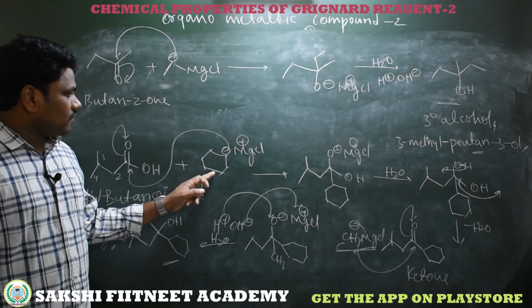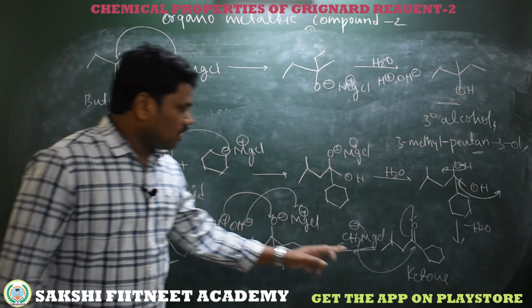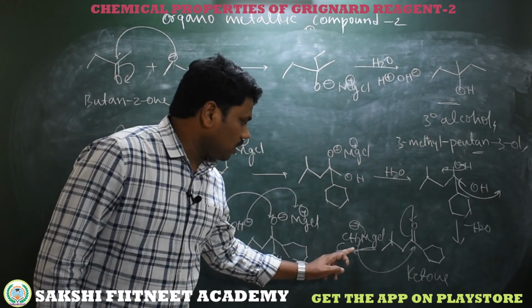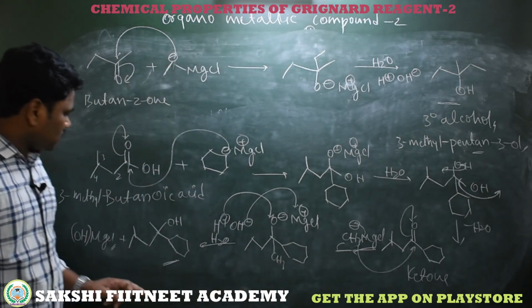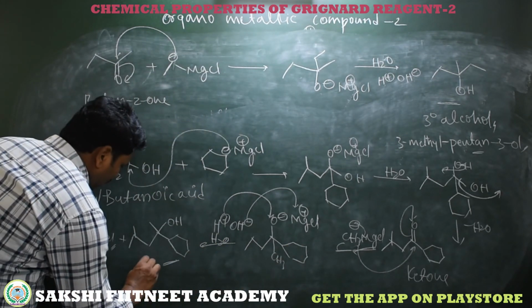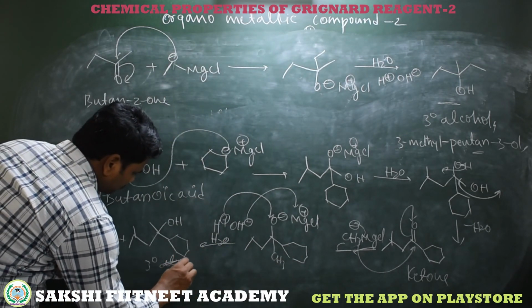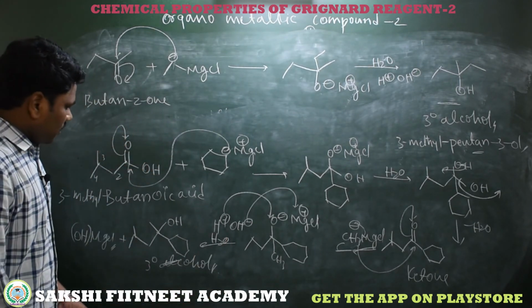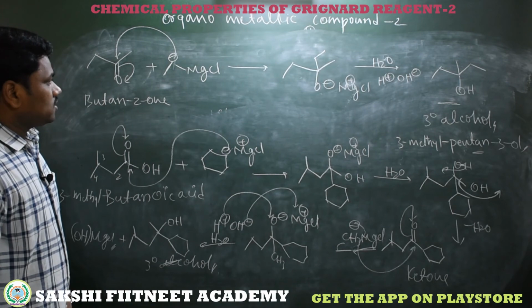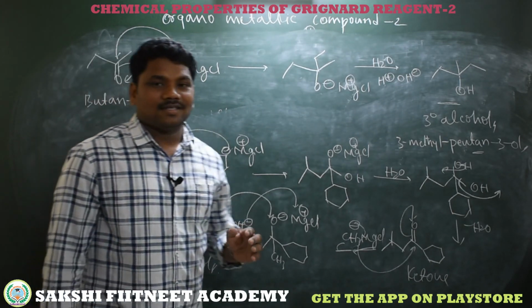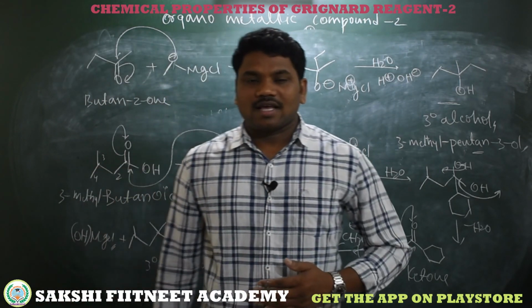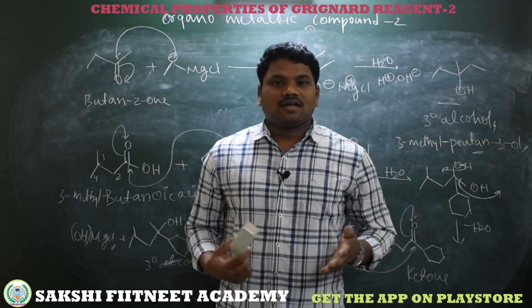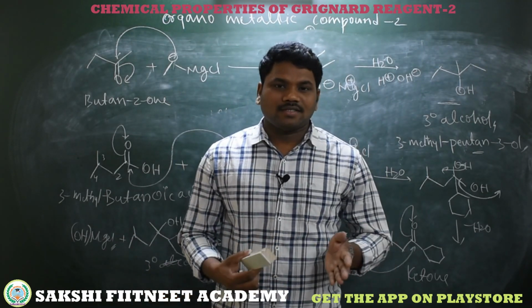See here, with 1 mole of Grignard reagent we got a ketone. So to this ketone we are using 1 more mole of Grignard reagent, then we got this tertiary alcohol. So this is the chemical reactivity of this Grignard reagent with aldehydes, ketones and carboxylic acid. In the next video we will discuss the reactivity with ester, then acid halide, amides, nitriles.